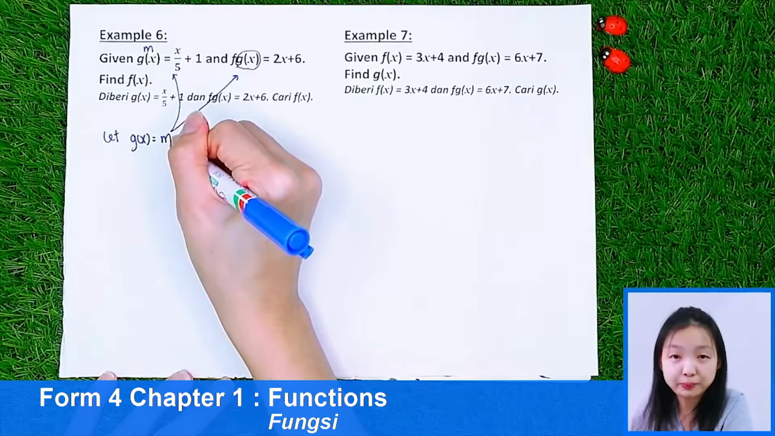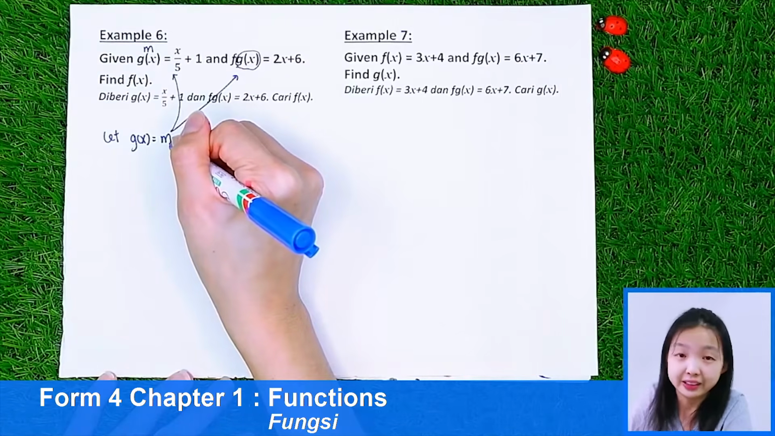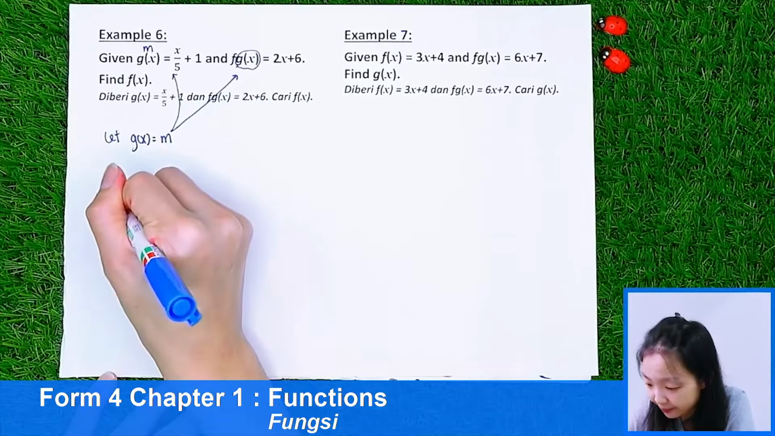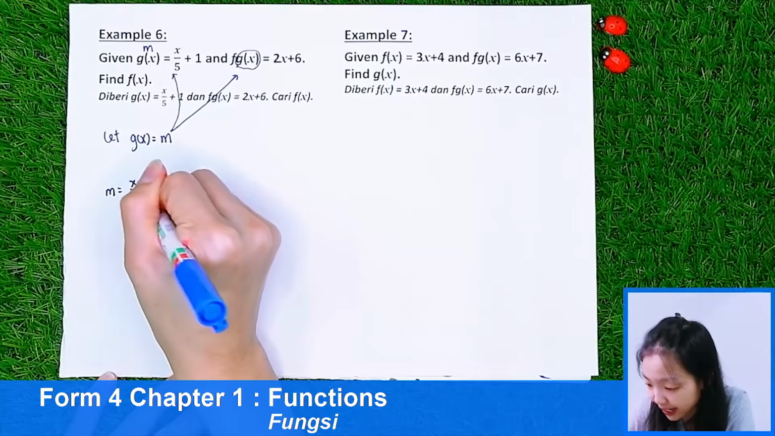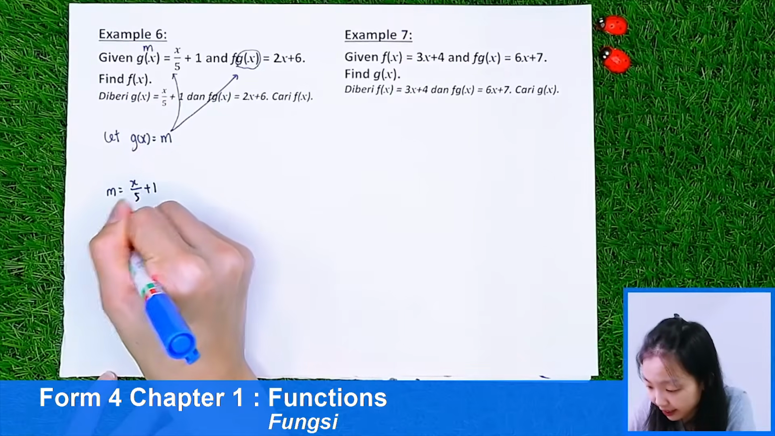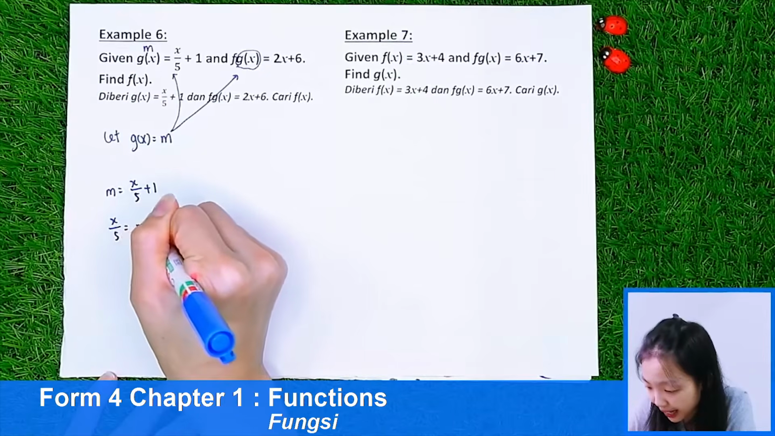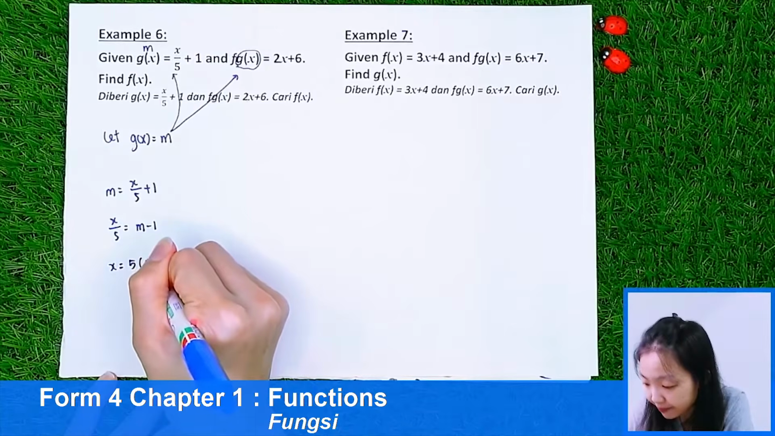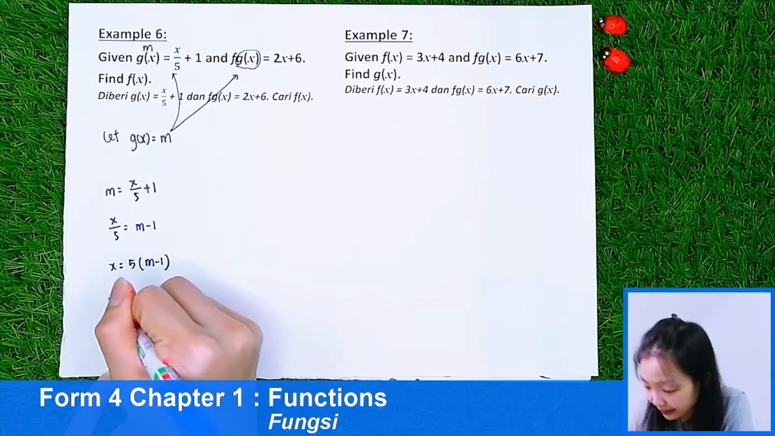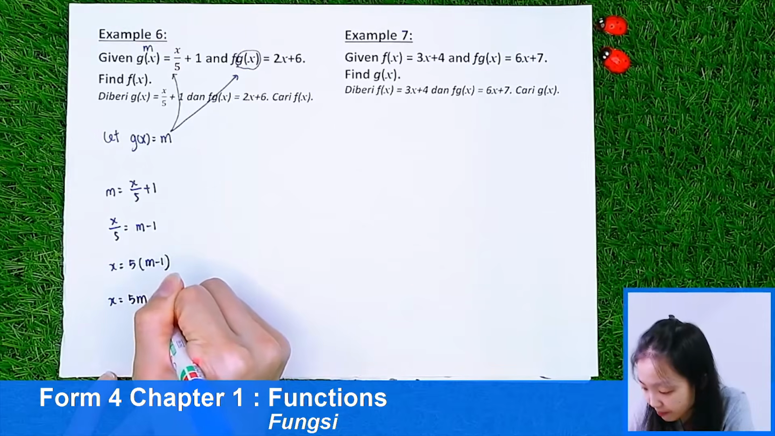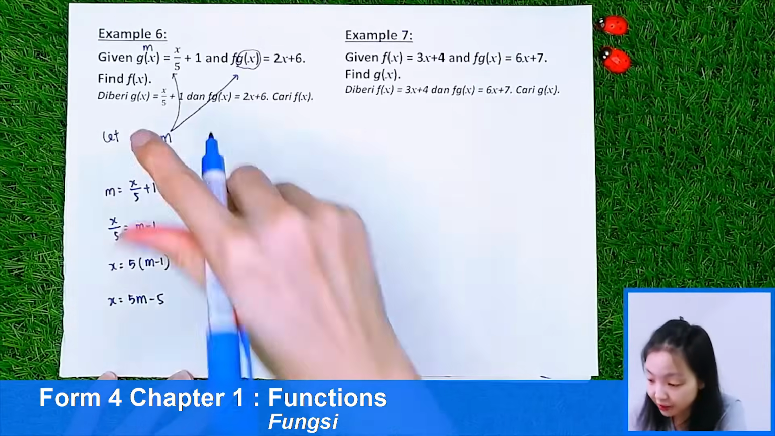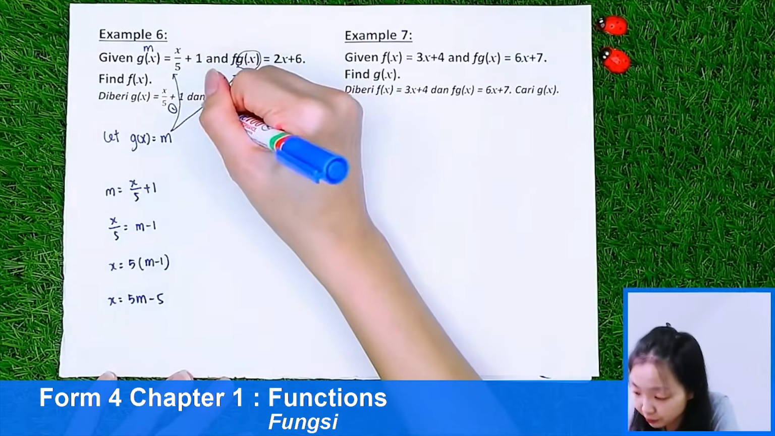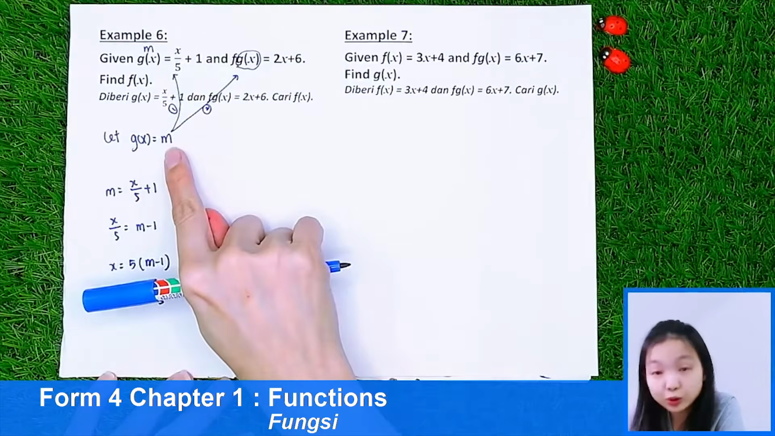For this one you can choose p, q, z, anything you like. Okay, m is equals to x over 5 plus 1. x over 5 is equals to m minus 1. x is equals to 5 times m minus 1. x is equals to 5m minus 5. Okay, you have finished the first step. Okay, the second one, you have to put inside here. g(x) is equals to m.